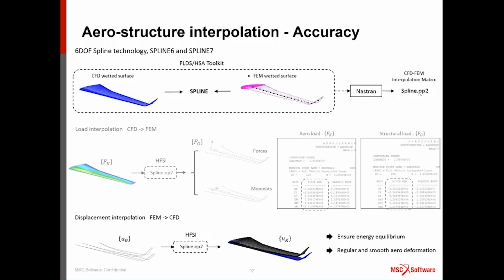The other important aspect is when we send back displacement to the CFD solver. For the displacement interpolation, we use the same spline technology, the spline OP2 matrix that we have created, and using the same beam model, you can see how the wetted surface deforms smoothly and regularly. And this is really important when we perform co-simulation. Otherwise, the CFD solver can easily diverge, and we have to stop the simulation. So that, in terms of accuracy, is really important, and this is the interpolation procedure implemented in the program.